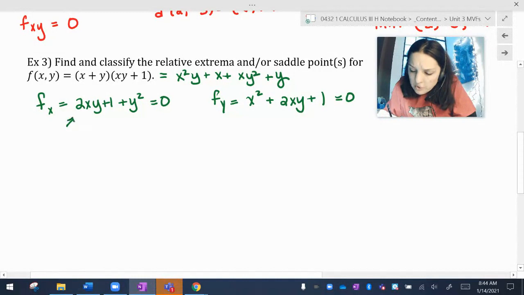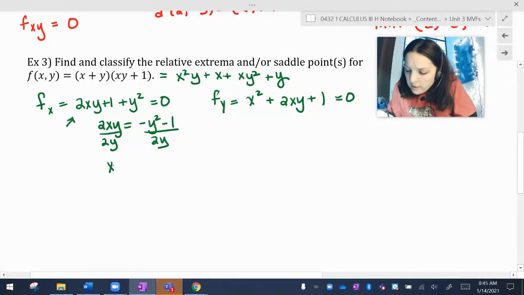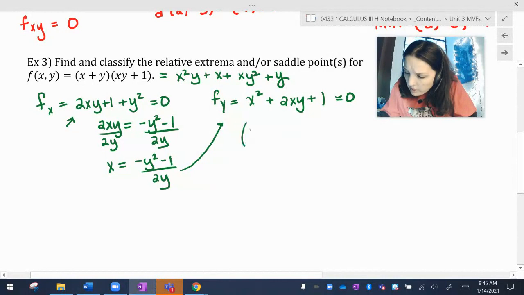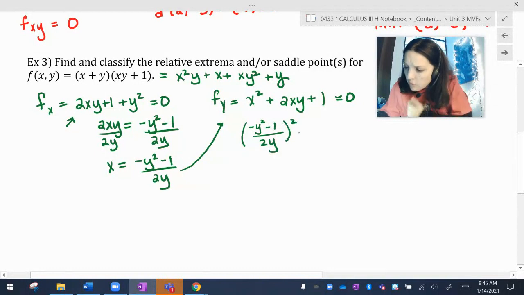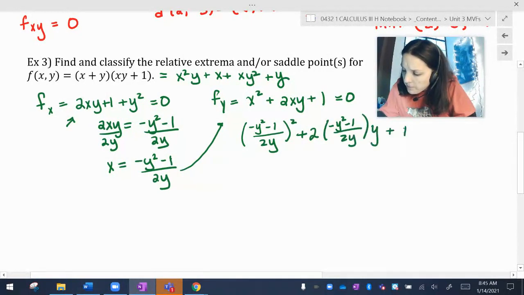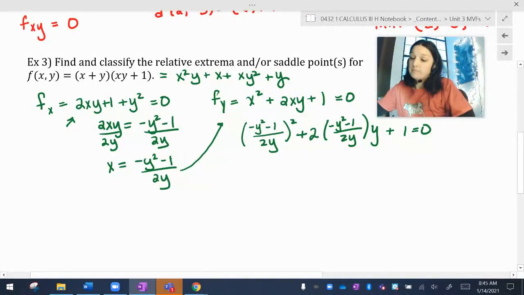So if I look at this first equation, I'm pretty sure I can get it into x equals form. So I'd have 2xy equals negative y squared minus 1. And then I'm going to divide by 2y. x equals negative y squared minus 1 over 2y. Then I'm going to substitute it in over here. So I have x squared, which is going to be (negative y squared minus 1 over 2y) squared, plus 2 times x times y plus 1 equals 0.